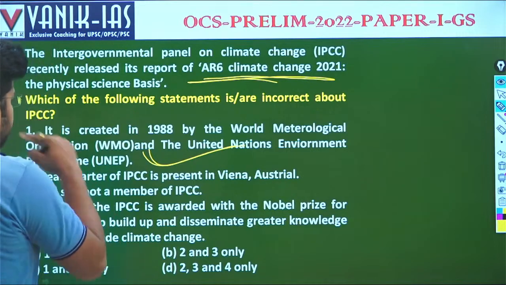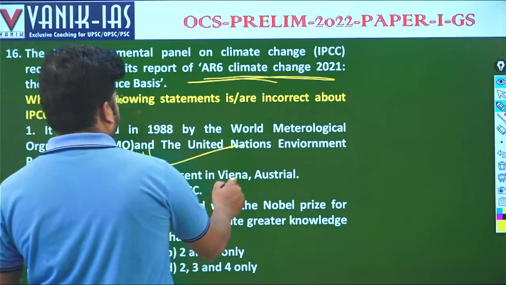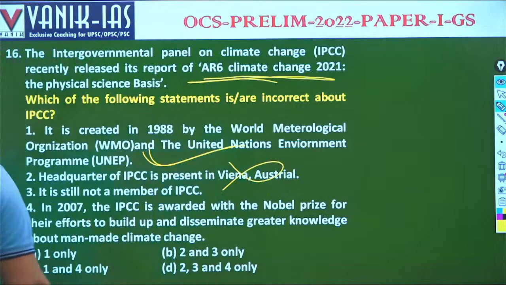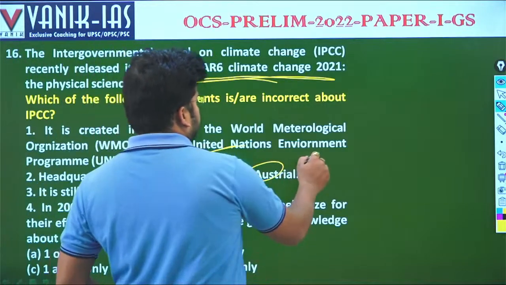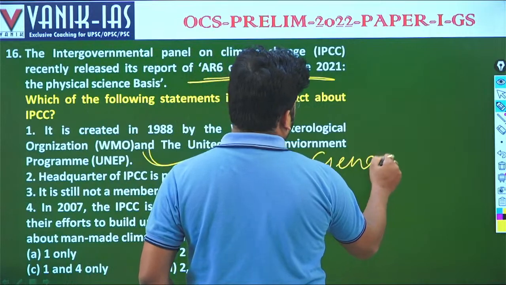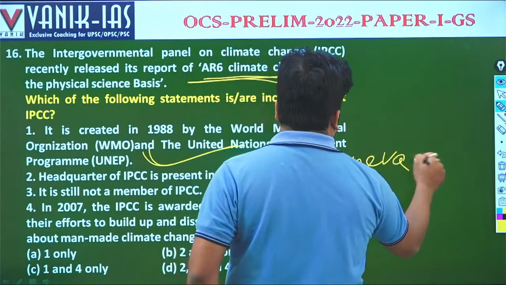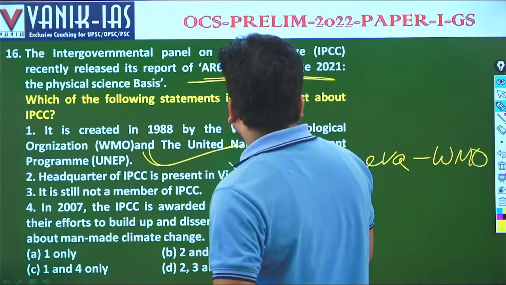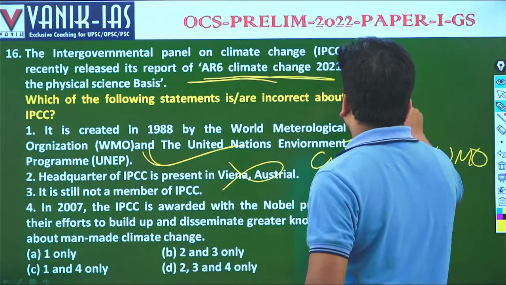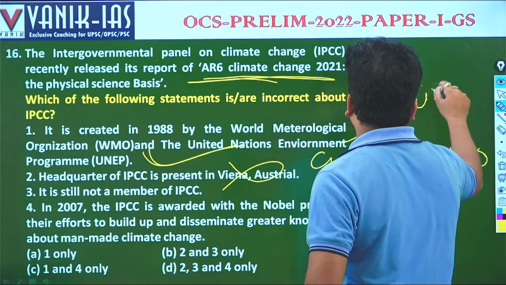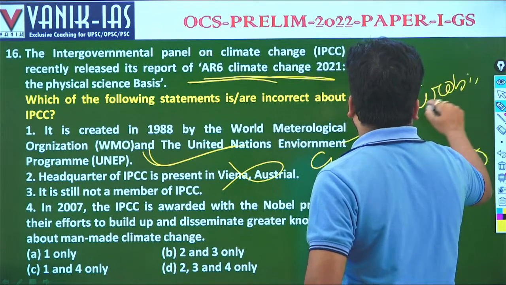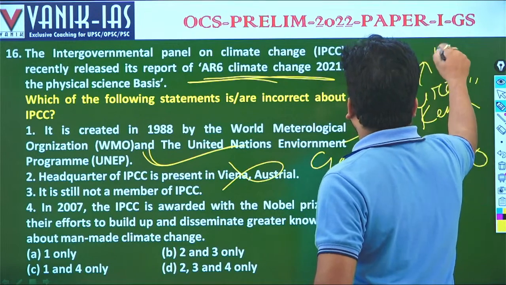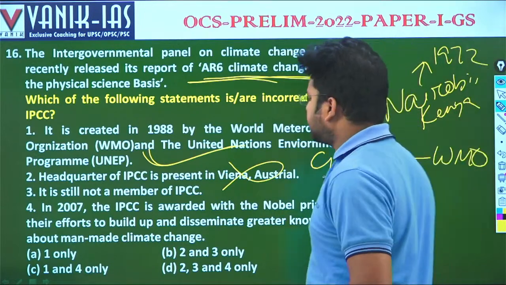The headquarters of IPCC is present in Vienna, Austria. No, this is wrong. It is in Geneva, Switzerland, which is also the headquarters of WMO, the World Meteorological Organization. UNEP headquarters is Nairobi, Kenya. UNEP was established in 1972.